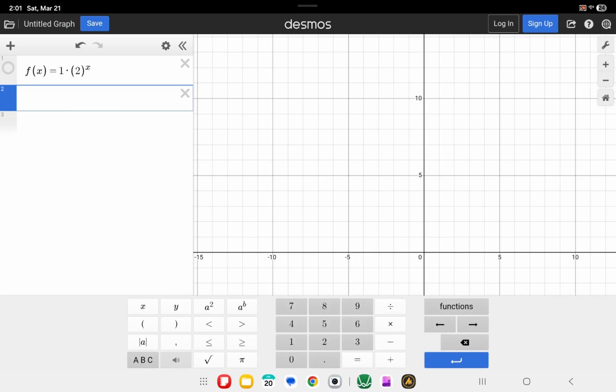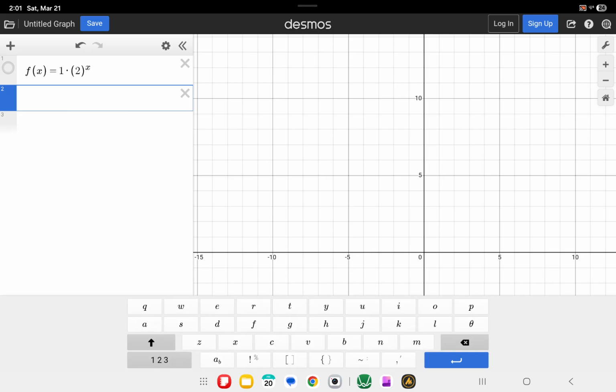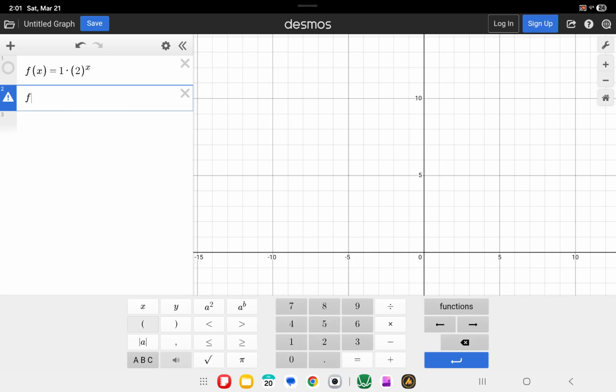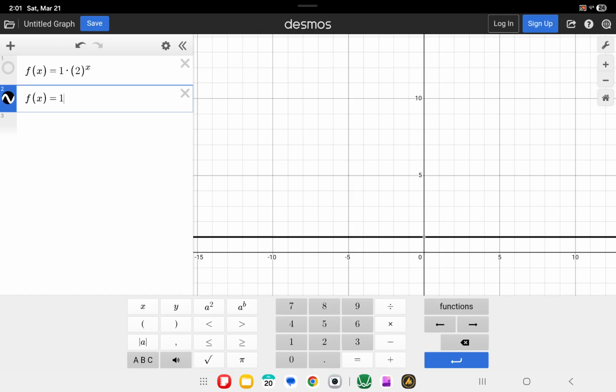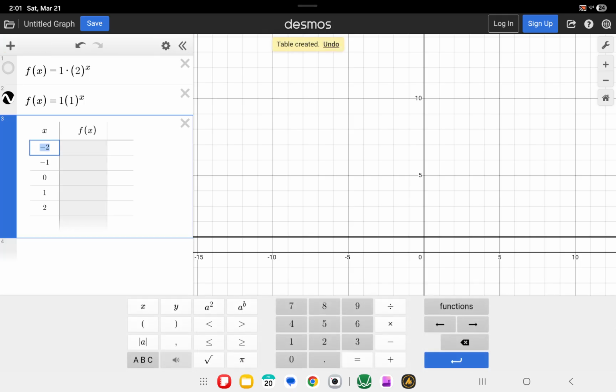Alright, so if I type in f of x equals 1 as my initial value, parentheses, 1 as my base, close parentheses, raised to the x power, I just get straight stasis. I get a line. There is no growth, there is no decay.